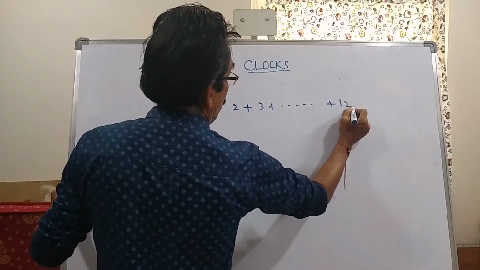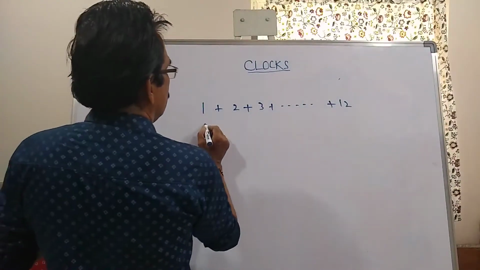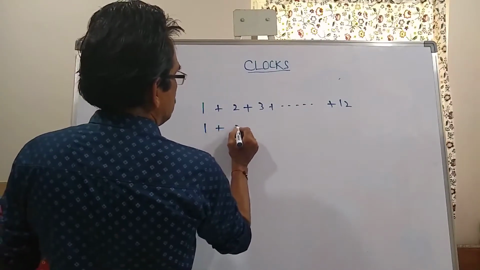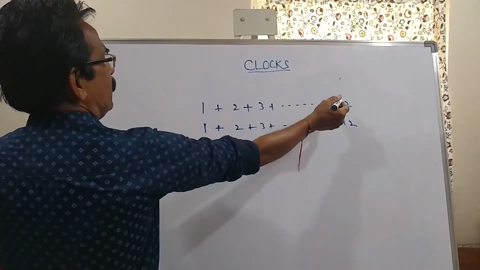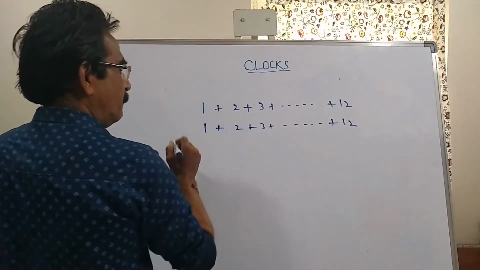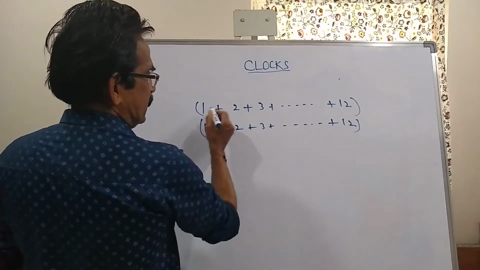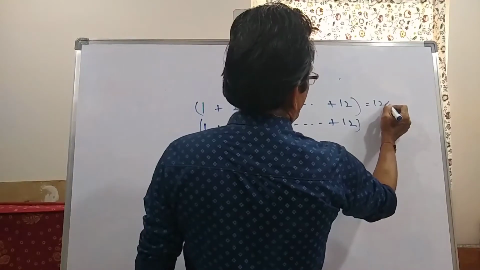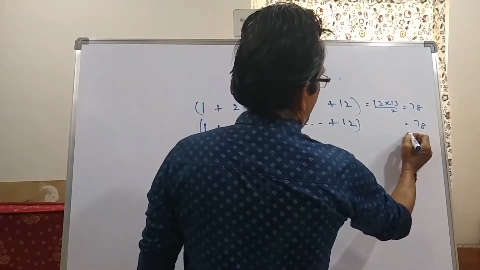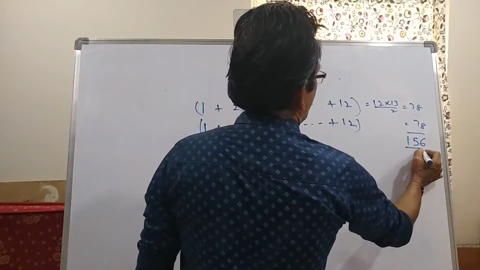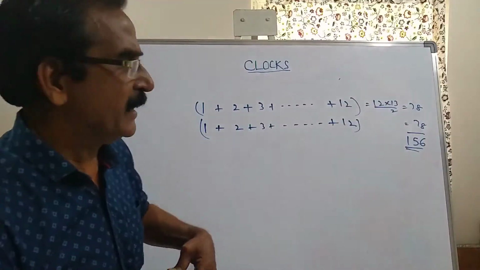At 12 o'clock the clock strikes 12 times, and again after 12, again 1 plus 2 plus 3 and so on up to 12. So 1 plus 2 plus 3 up to 12, plus again 1 plus 2 plus 3 up to 12. The sum of the first is 12 into 13 by 2, which is 78. This is also 78, and the total is 156 strikings of the clock. This is another small, simple, important question.